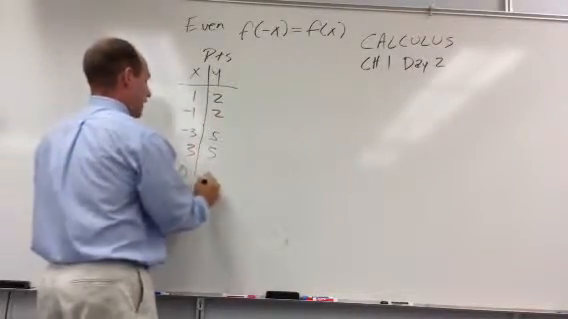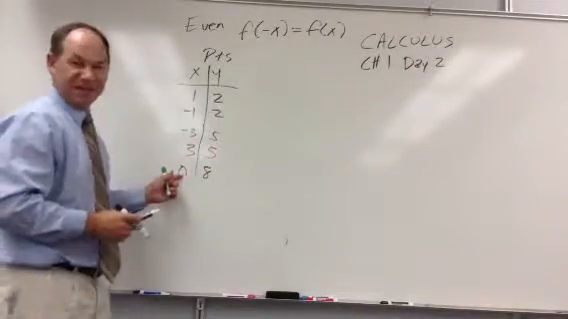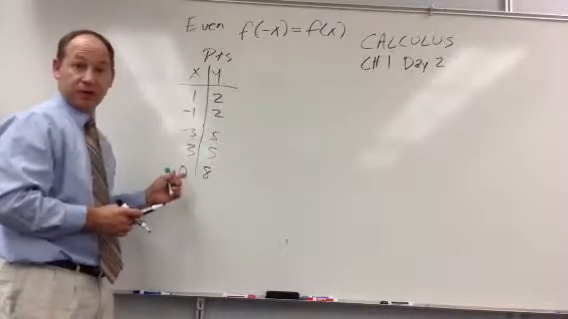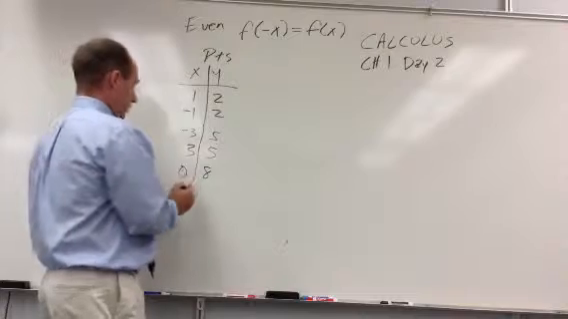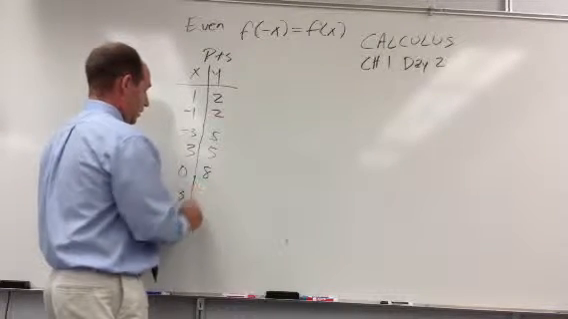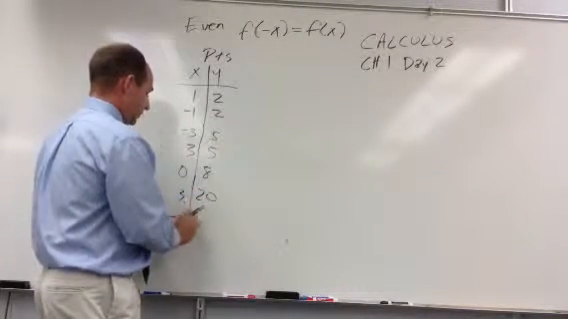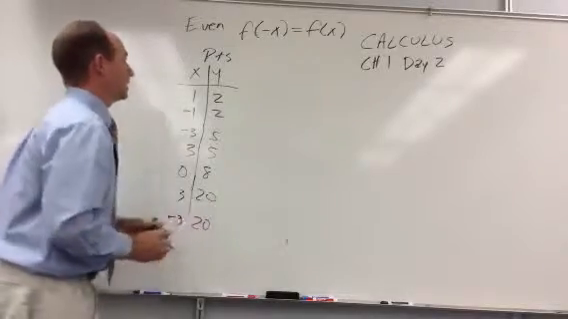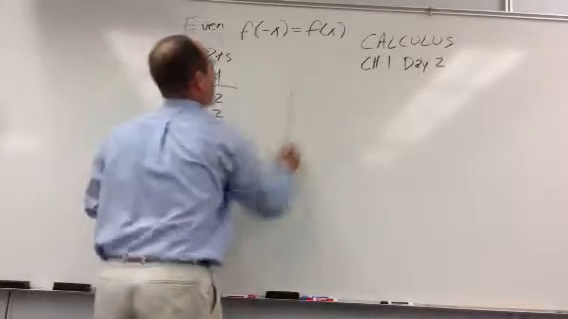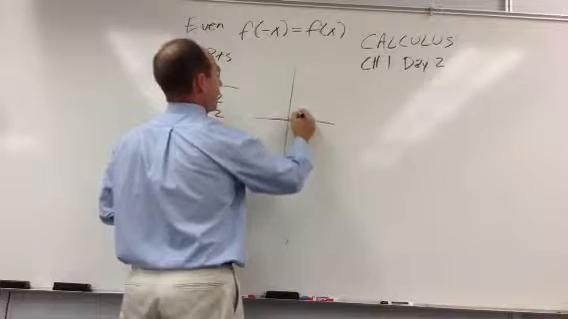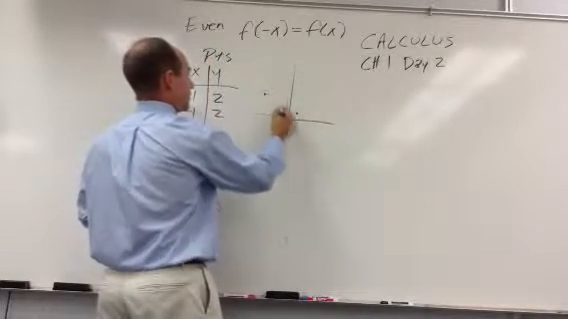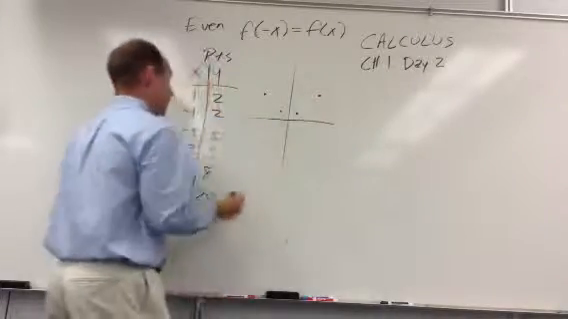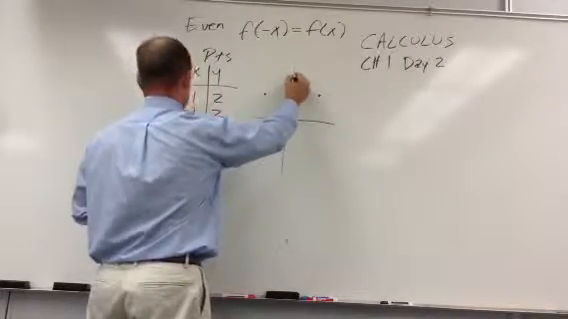If I have (0, 8), how do I make this x's opposite? You don't. 0 is 0, you don't get an opposite for that. So it's still at (0, 8). And if I have 3 and this is 20, then of course -3 is at 20. I don't know if I did this justice, but when I sketch this, over 1 up 2 is a dot, left 1 up 2 is a dot. Left 3 up 5 is a dot, right 3 up 5 is a dot. 0 is up at 8.